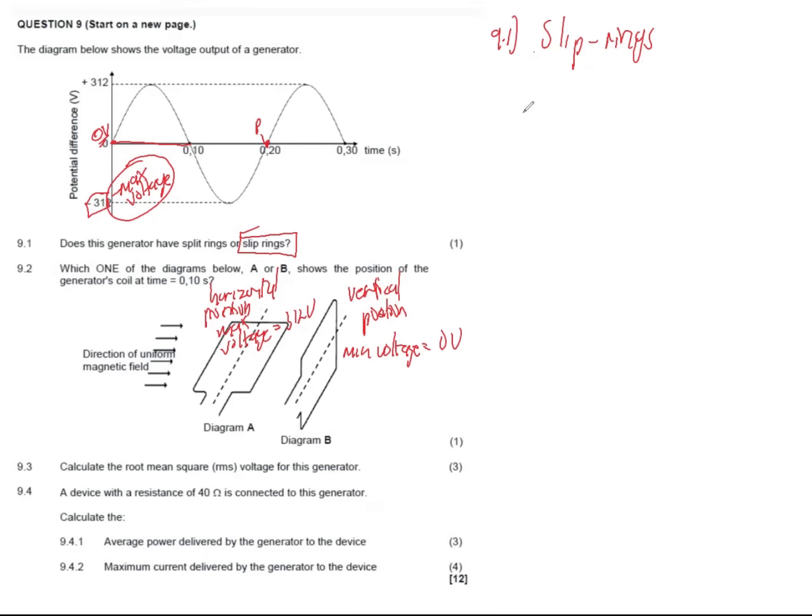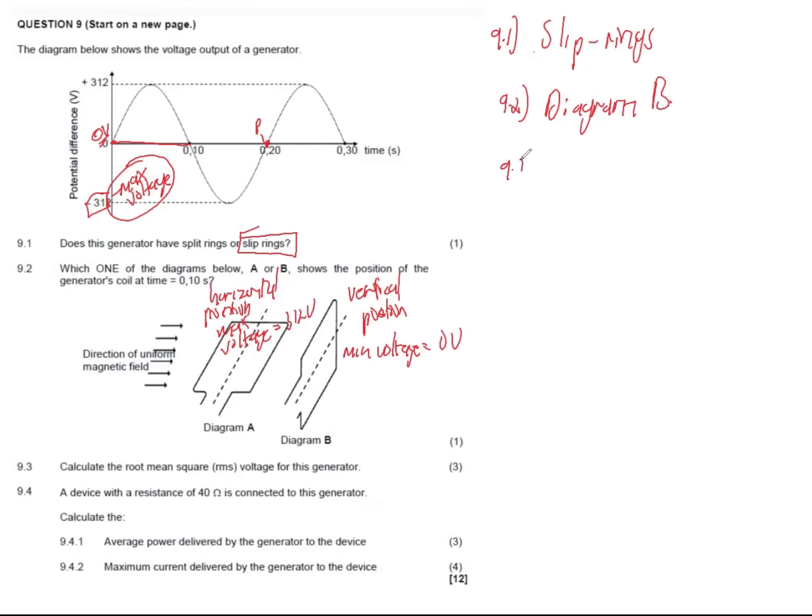Okay, so we are then going to say that where we have this at 0.10 seconds, 0 volts, it has to be diagram B, because that's where it is in the vertical position, right? So that's where it will produce 0 volts.